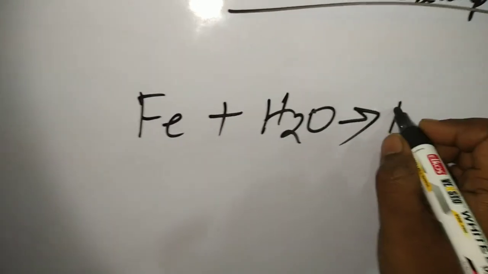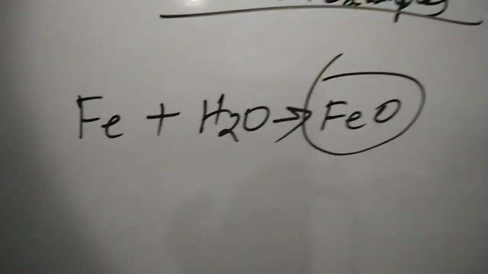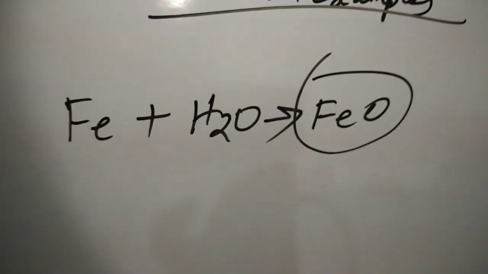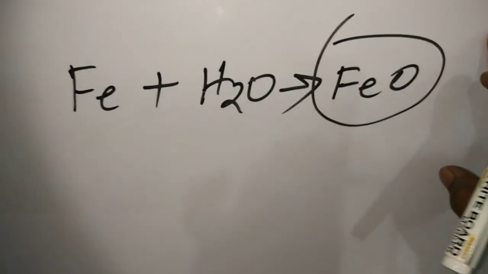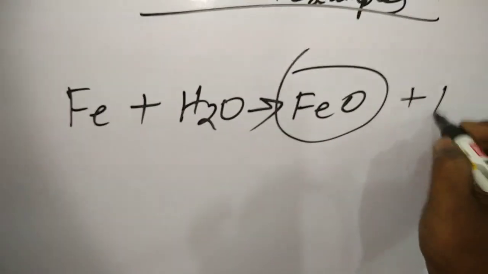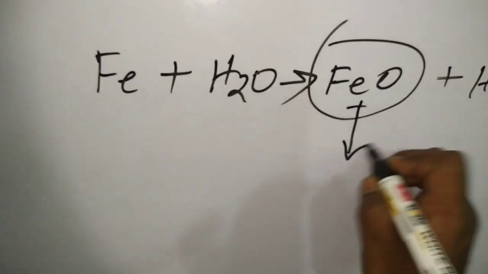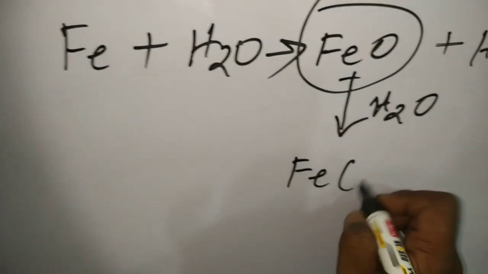Okay students, see one example. I saw that when Fe reacts with water, it forms FeO. This is the metal oxide. Metal oxide means oxygen is present in the compound, formed with oxygen and one metal, that is the metal oxide, and hydrogen gas. This metal oxide when further reacts with water forms alkali, that is FeOH.